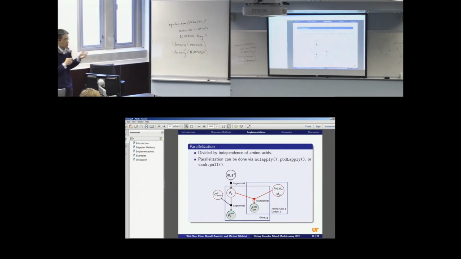And I can try mclapply or pbdLapply or task pull, depending on how many cores I have or how many machines I have. If I have a single shared memory machine, I use mclapply. If I go to Amazon, I can allocate four machines with two cores in each node, then I can use task pull or pbdLapply to run my program.